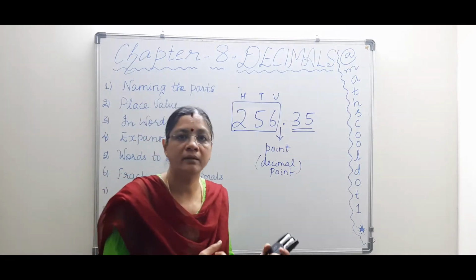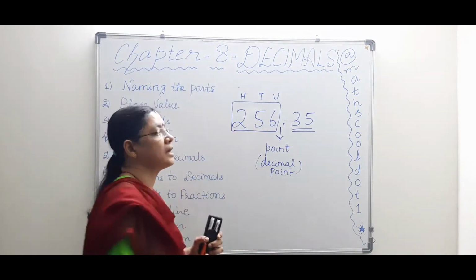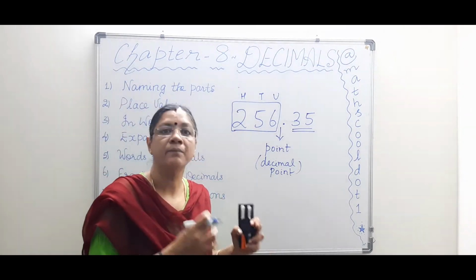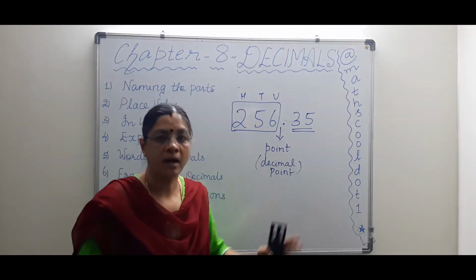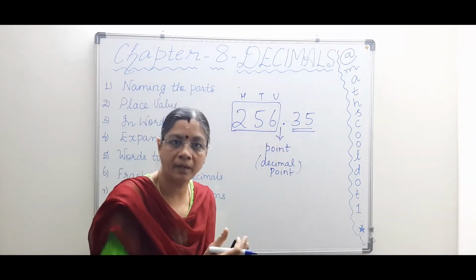And how do I read the number as a whole? I read it as 256.35. I should read the digits after the point separately, not together.